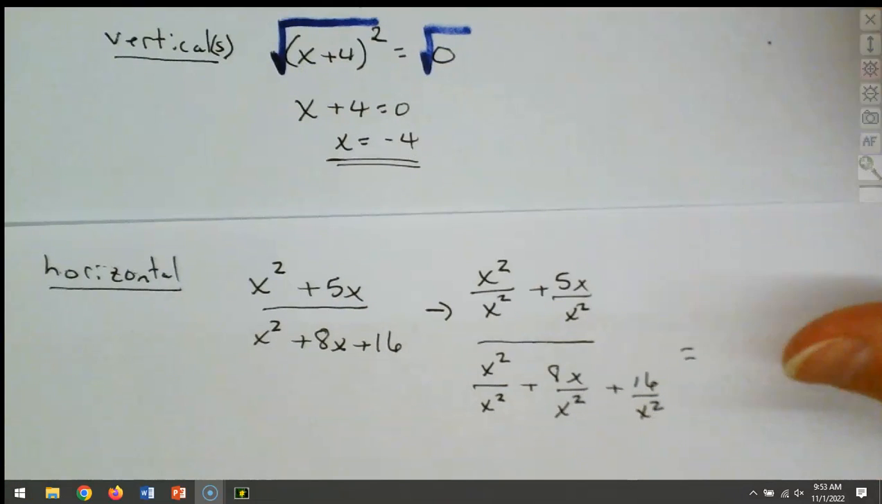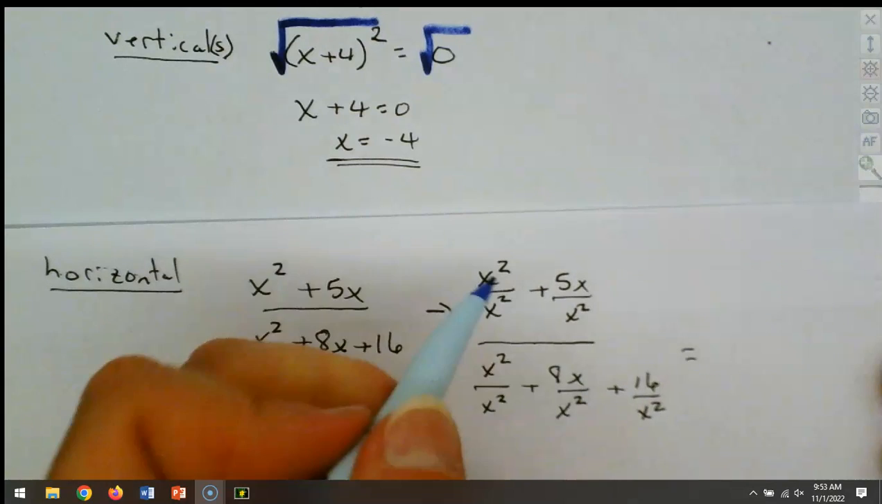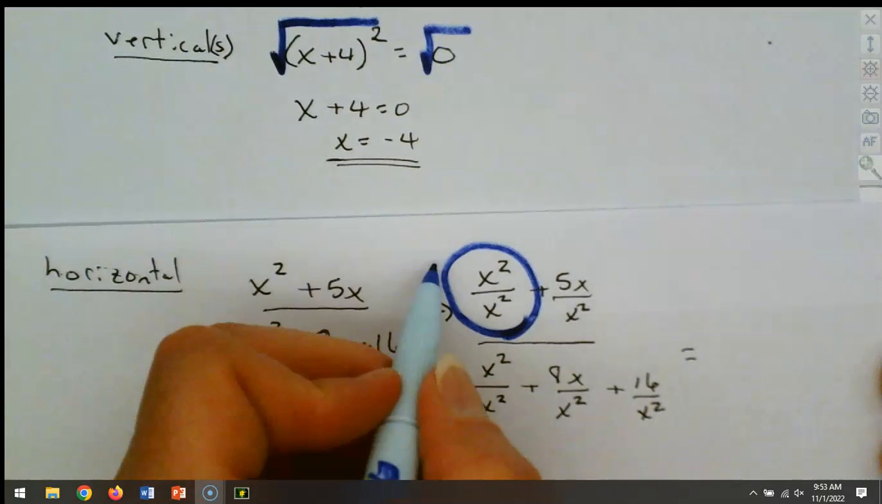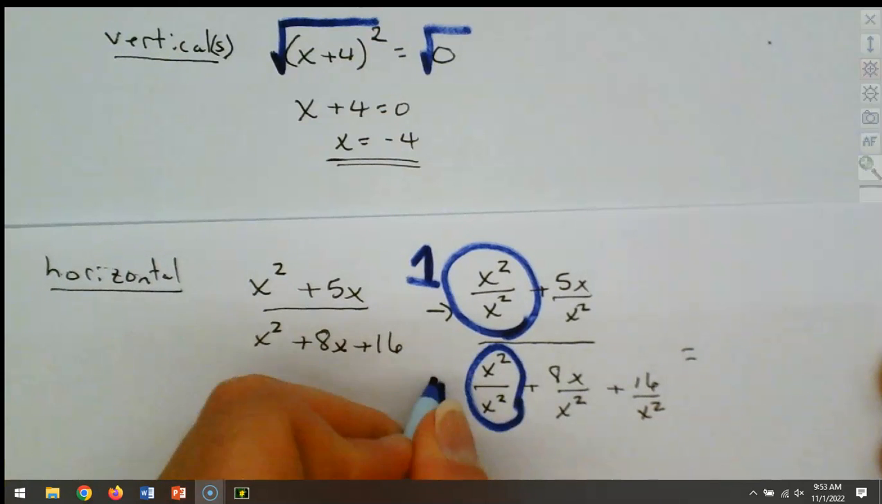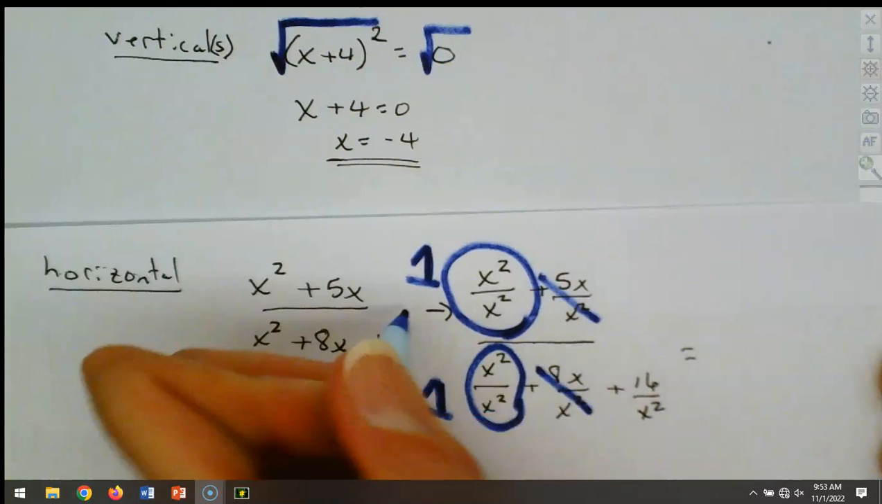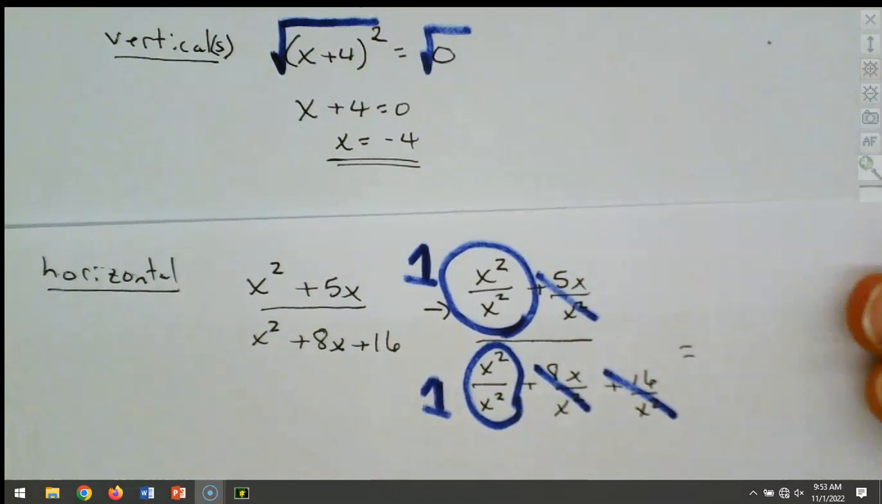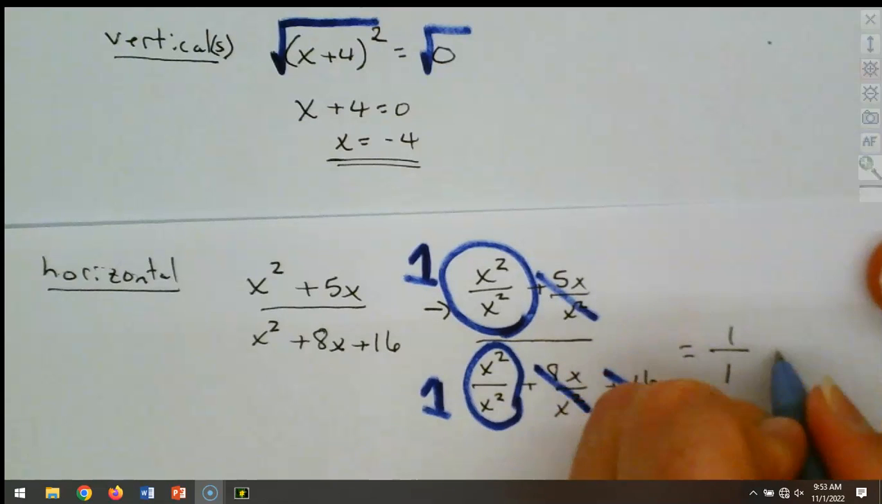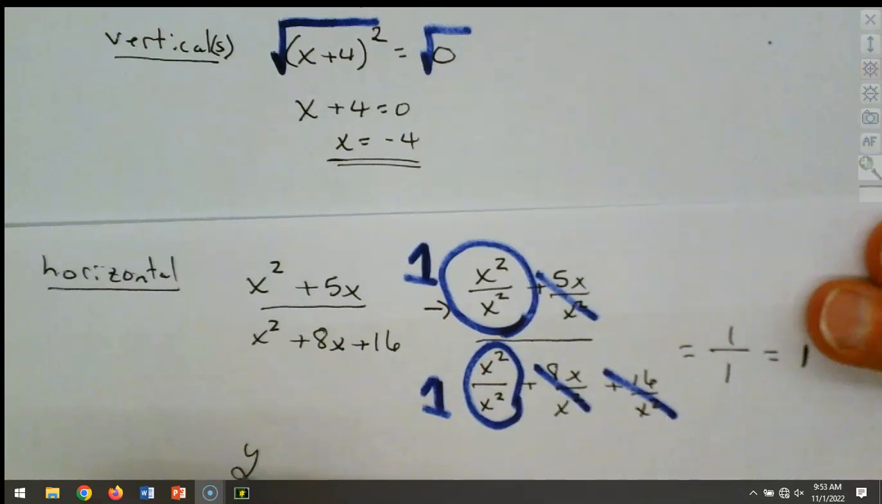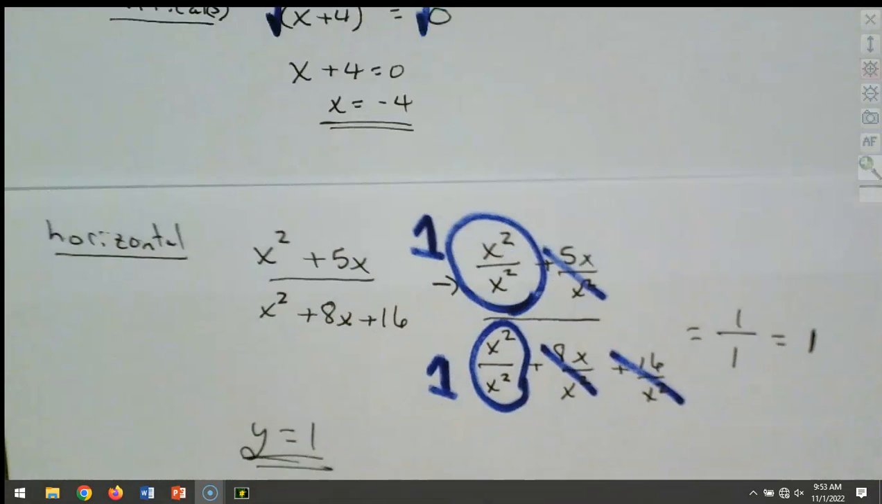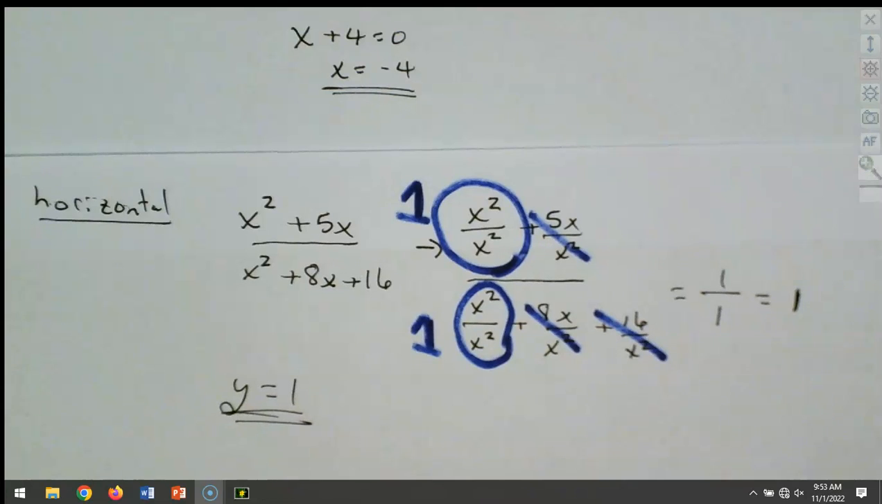Okay, so I did that. And what's going to happen? Well, x squared over x squared, what does that reduce down into? That's your 1. X squared over x squared here is also 1. That goes, and that goes. So what are we left with? 1 over 1, which is then 1. So what is our horizontal? Y equals 1. Okay. That should help us eliminate at least one more choice. I think it can actually get rid of both of them.